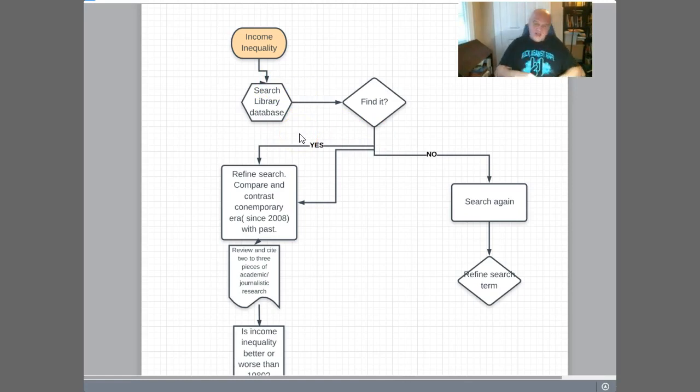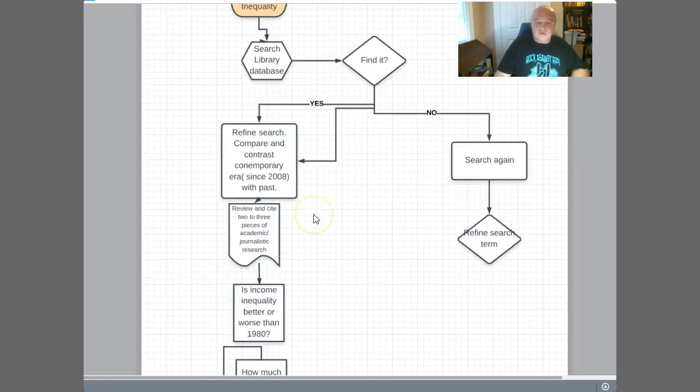So you're going to have to refine and define your term. I mean, what does income and what does inequality mean anyway? Somewhere you're going to need to do that. Then you're going to refine your search, compare and contrast, because income inequality is giant. You don't need to give me every bit of information about all income inequality everywhere. You could look at the past 10 years.